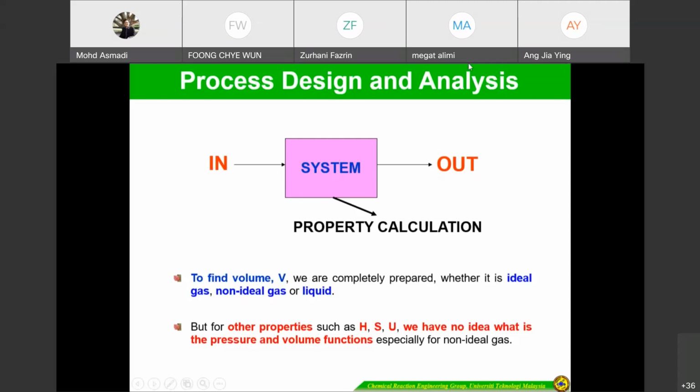Ada siapa-siapa tak? Apa? Nurul Ain Azhar. Nurul Ain ada kat situ tak?